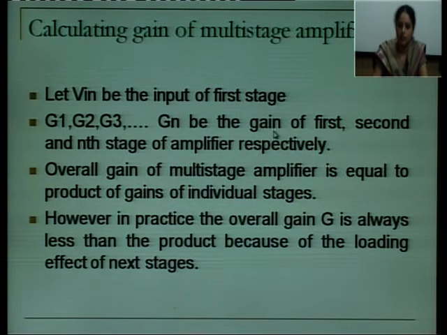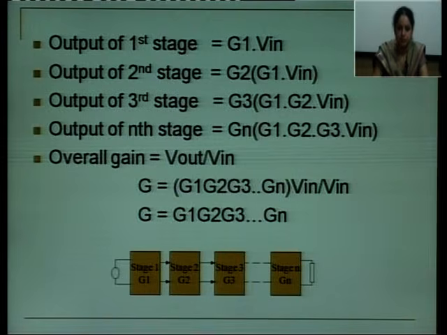So let V in be the input of the first stage, and G1, G2, G3 be the gains of the first, second and nth stages of the amplifier. The overall gain of a multi-stage amplifier is the product of gains, that is G1, G2, G3 up to Gn, as many stages as you have. However, in practice the overall gain is always less than the product, because the loading effect of the next stages affects the overall gain.